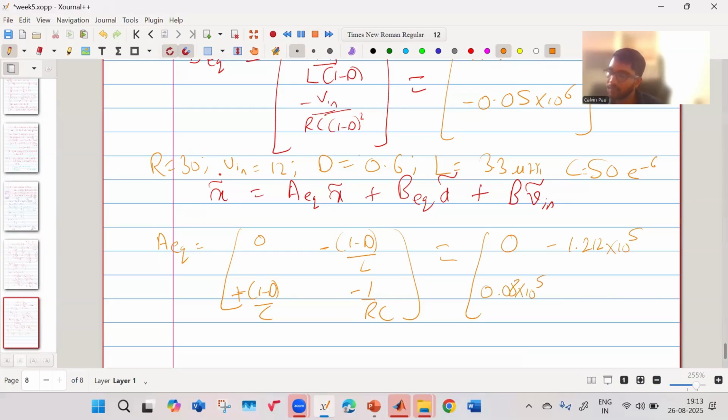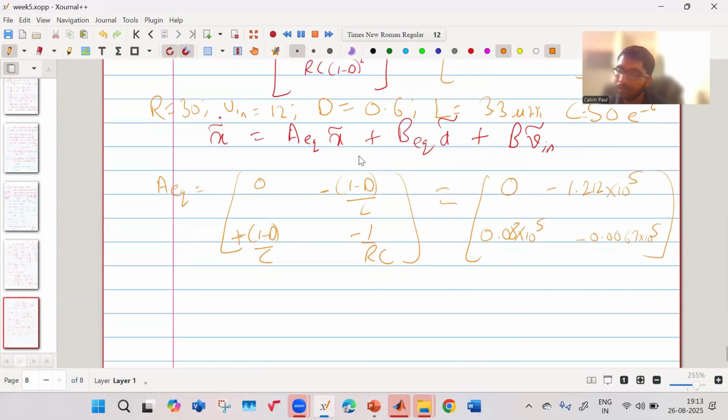Minus 0.0067 into 10 power 5. Okay. If we make it into 10 to the power 6 or 10 to the power 3, because that's how usually it will come in the question. Okay, okay, sir.